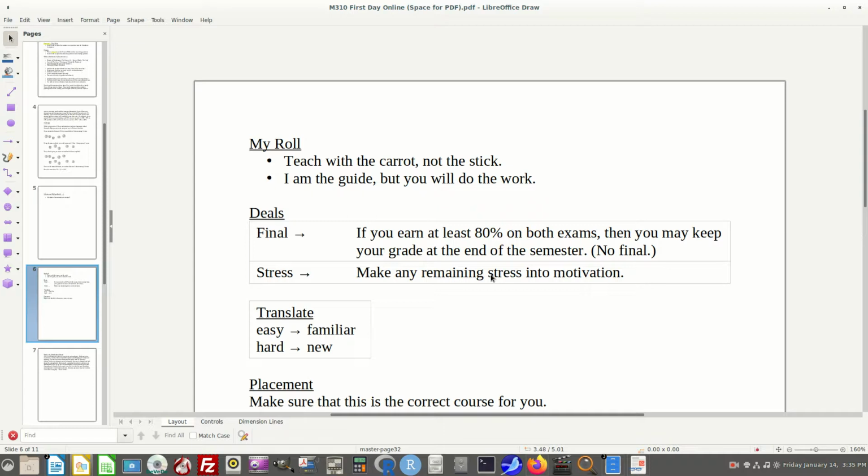Now, stress, if you've got any, make it into motivation. It is amazing what you can do with stress. One of the things that some people do with stress is it motivates them to be the top of their field. Just because you're stressed doesn't mean this semester is going to be hard or that this semester is going to be bad. It simply means that you value this course. So don't turn away from the course because of stress. Instead, make it into a motivation.